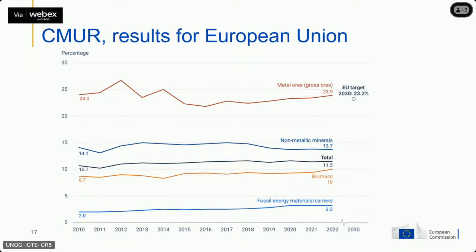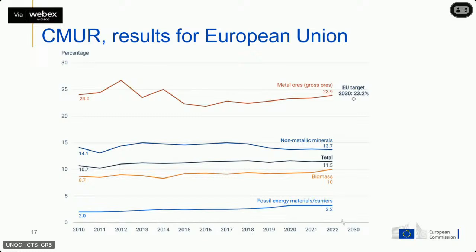This is how the time series look like for the European Union. The total circular material use rate is the black line in the middle. It's very flat, as you can see. For the years that I'm showing here, Florian showed a few years more backwards, and there was a good increase between 2004 and 2010. But then we got in a very flat line. And you can see the EU target for the 2030 is 23.2. So we are quite far from it. And we will need to change many things. It's possible, but many things must change.